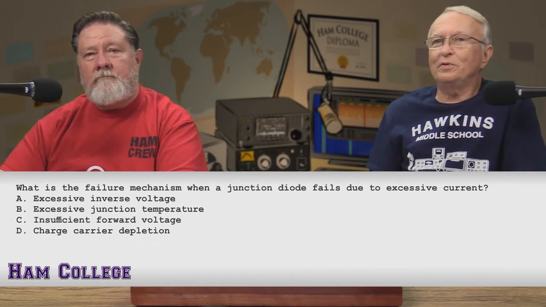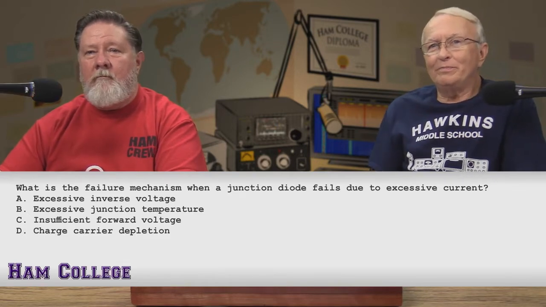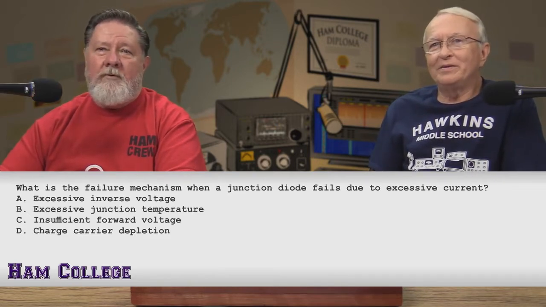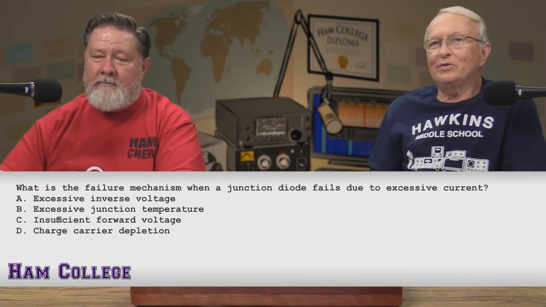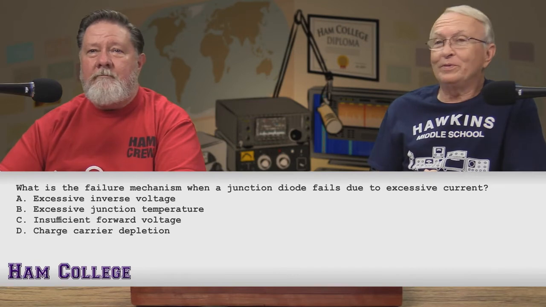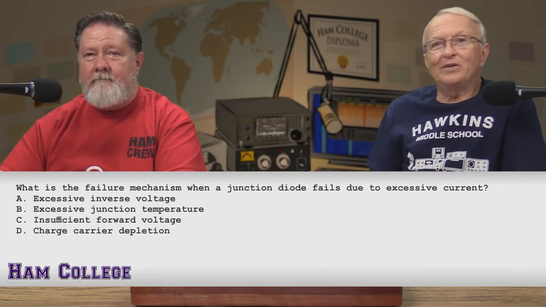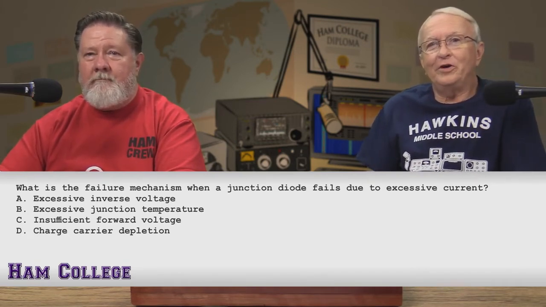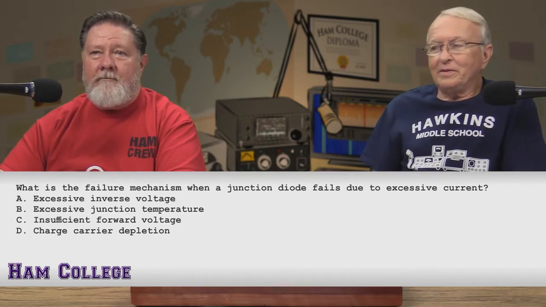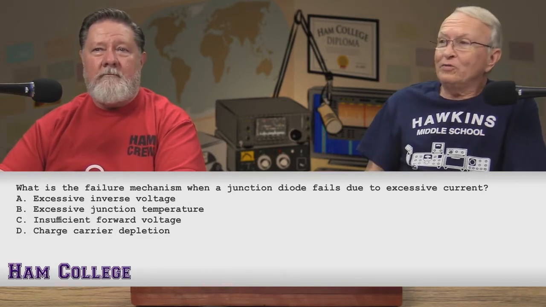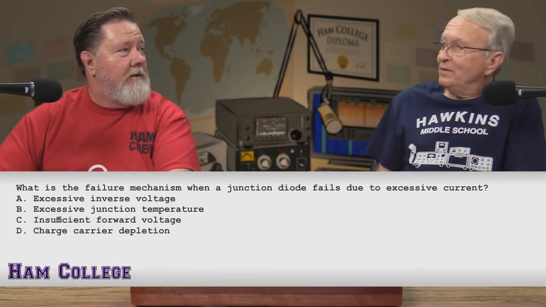I think this one's pretty easy. It's going to be the same kind of failure mechanism most components would have. When the smoke comes out of it? Yeah, excessive current. I'm just going to go straight for the throat on this one. I'm going to say it's B, excessive junction temperature. When you let the smoke out. Yeah, the smoke coming out is usually a function of the heat being dissipated.